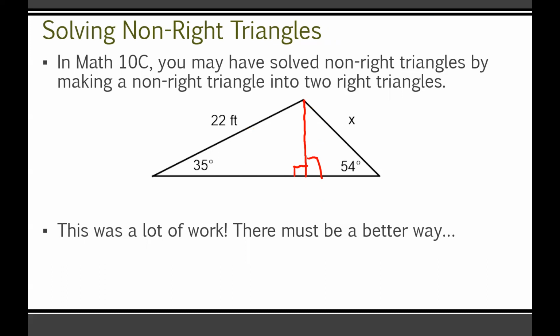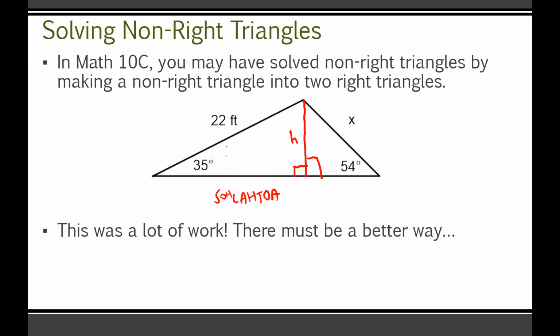In Math 10C, what you probably would have done is you would have said, okay, well, since we have two right triangles, we can use SOHCAHTOA on these. You could also use Pythagoras on each of these two triangles that have now formed. You could have found this side, we can call it H for height. That's the opposite side here, and that's a hypotenuse.